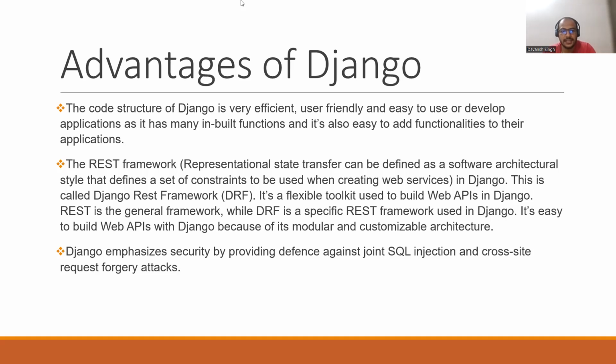The REST framework style defines a set of constraints to use in Django. This is called Django REST framework, short form DRF. It is a flexible toolkit used to build web APIs in Django. REST is a general framework, while DRF is a specific REST framework used in Django. It is easy to build web APIs with Django because of its modular and customizable architecture. Django emphasizes security by providing defense against SQL injections and cross-site request forgeries.